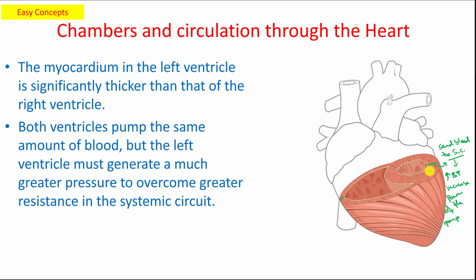So the extra thickness is to increase the power of the pump. When the heart pumps, we have a much stronger push from here compared to the right ventricle. The right ventricle, if you remember, sends blood to the lungs, to the pulmonary circulation, where we don't need high blood pressure. Actually, it's low blood pressure. So this is also a difference between the left and right ventricles, and we will see it in the lab when we dissect the heart.